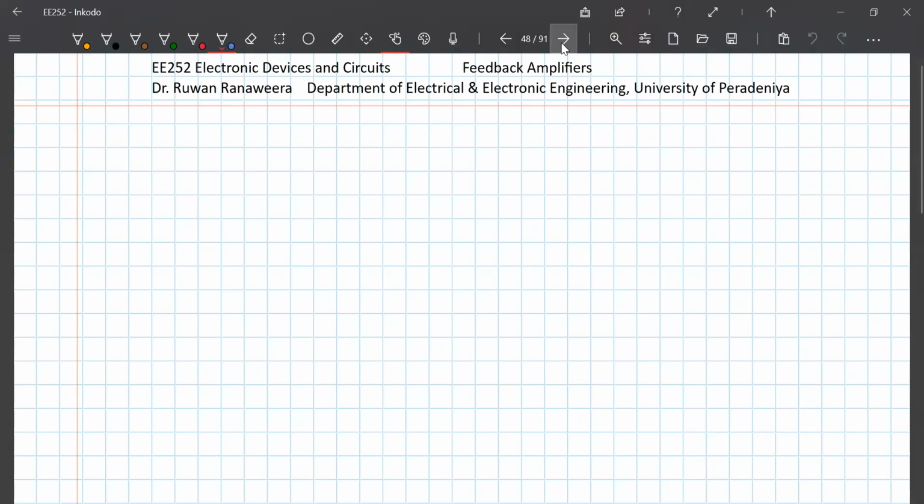All right, so let's move on. That's basically all we are going to talk about these feedback properties. Next, we'll move on to a new subsection, feedback amplifier topologies.